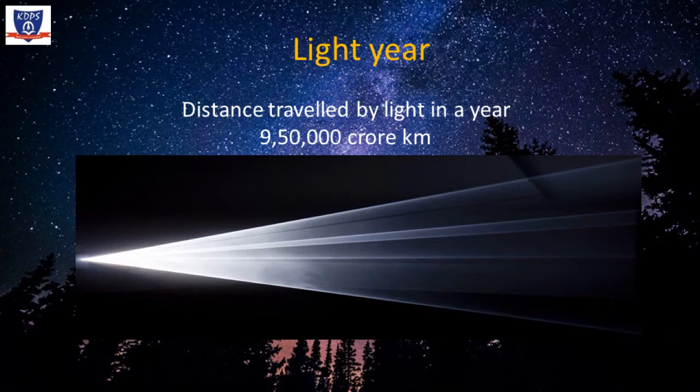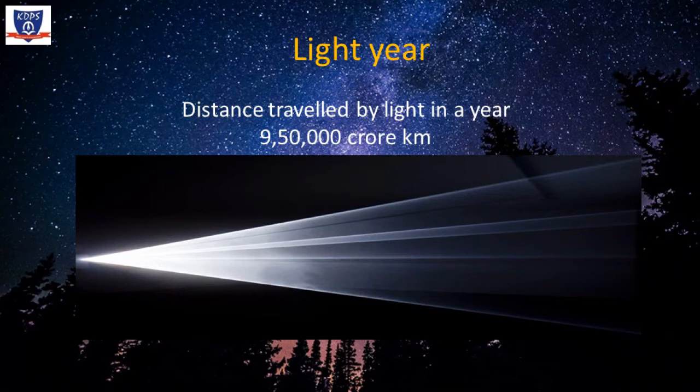It is difficult to derive a unit for measuring the distances between the heavenly bodies in the universe as they are very far from each other. Hence, astronomers do not use ordinary units of measurement such as miles or kilometers. Instead, they use the light year.